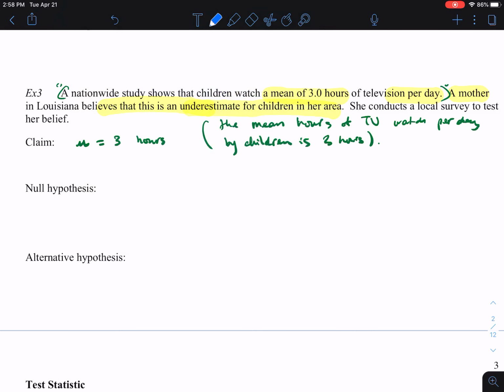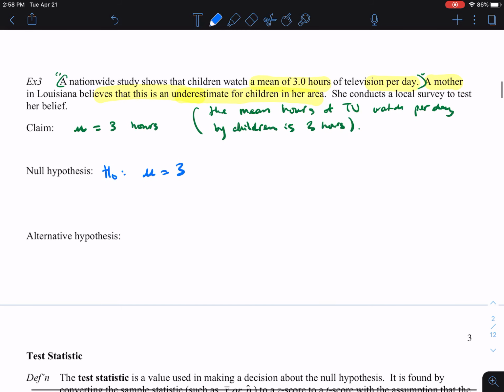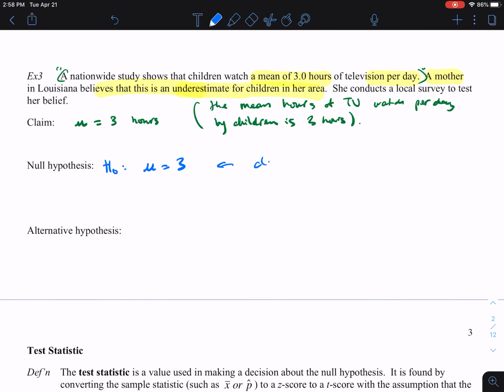Now the null hypothesis. By definition, the null hypothesis is always equal to the claim value. If the claim value is 3 hours, we start by supposing that mu is equal to 3 hours. This is the same as the claim, so the null is the claim itself. Sometimes the null hypothesis is the claim, sometimes the alternative is the claim itself, so it depends.